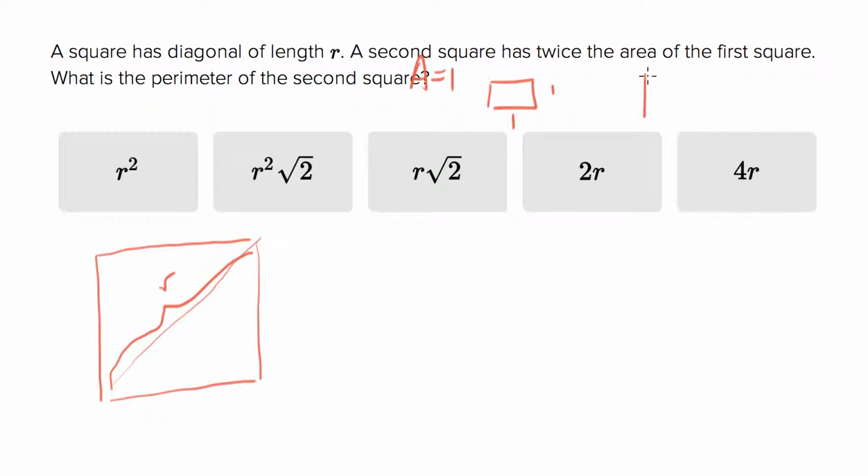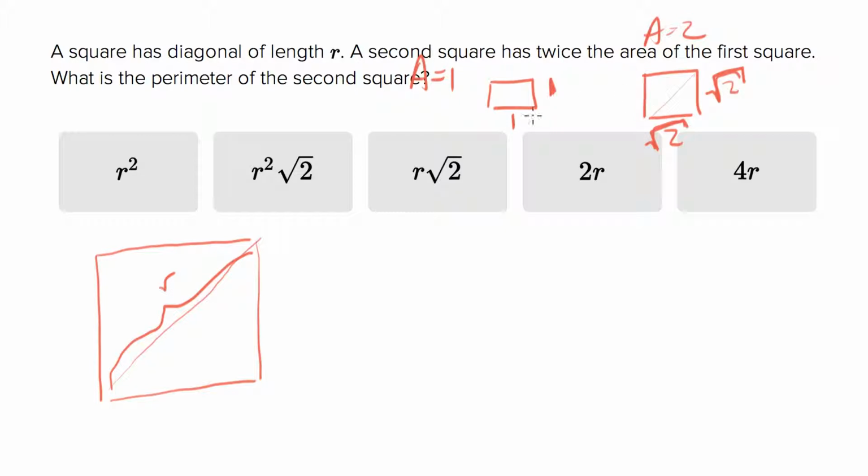The sides need to be not 2. 2 squared is 4. So they need to be the square root of 2. Right? If area is side squared, the side is the square root of the area. So if the area is 2, the side is root 2. One thing that we just demonstrated here is that if you want to double the area, you multiply the sides by root 2.